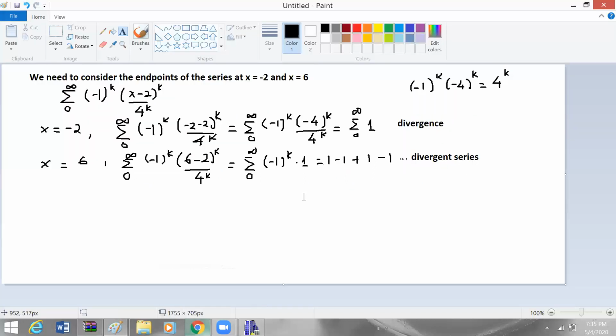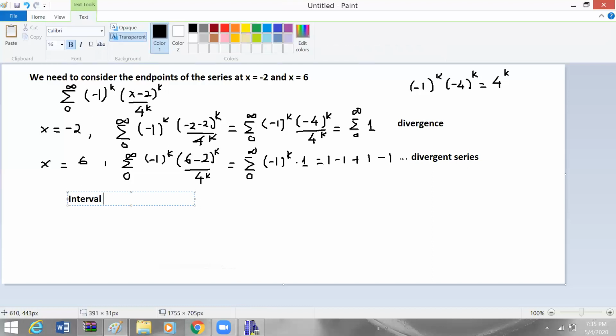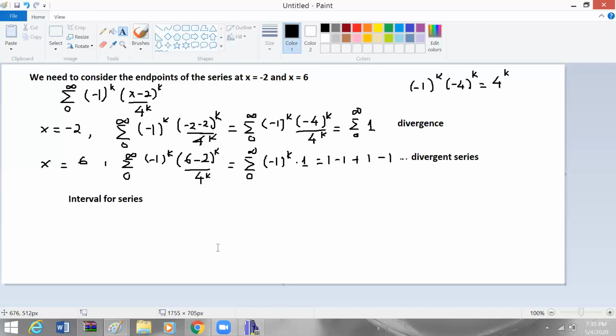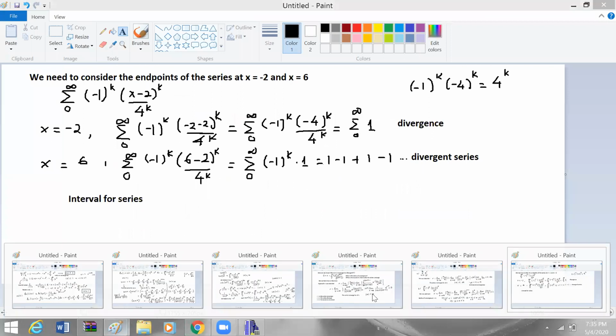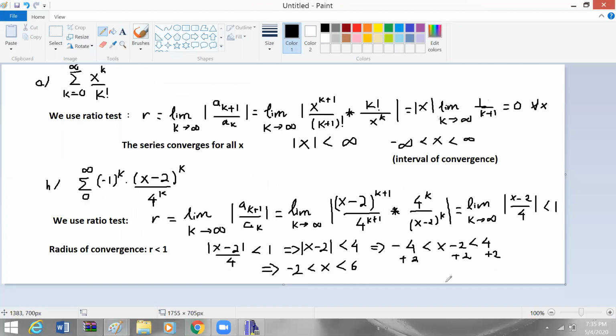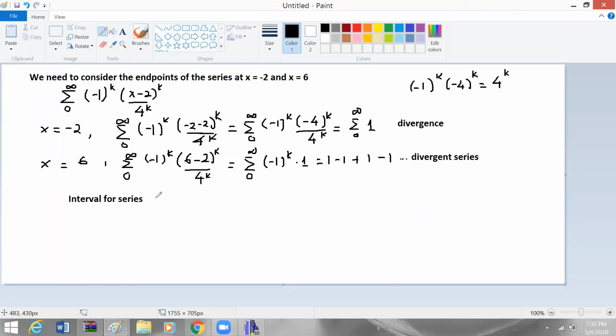So the interval for the series, we can account these 2 points. So the interval for the series basically has to be from negative 2 to 6, right? So I can rewrite this in terms of negative 2 to 6. I mean the radius, you can write negative 2 less than x less than 6. So yeah, we can't include the equal sign for that part. So basically that's the sixth thing that we have.